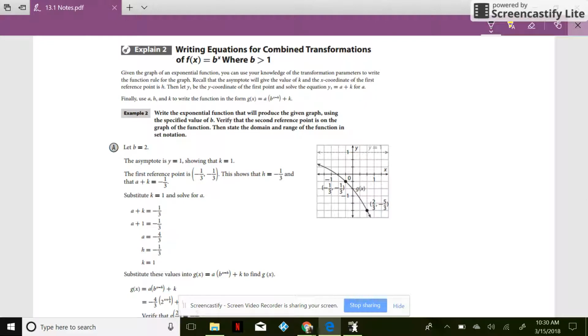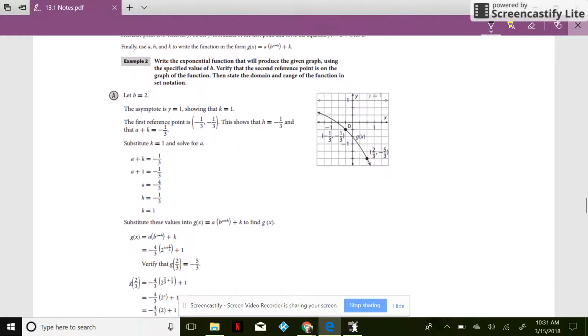So let's say we have the picture. We want to be able to write the function that goes along with it. So they're telling us already what our base is too, so that's helpful. If we can see the vertical asymptote, that's telling us our y value, or our k. So it's a horizontal asymptote. Our asymptote is at y equals 1, so that means k is equal to 1.